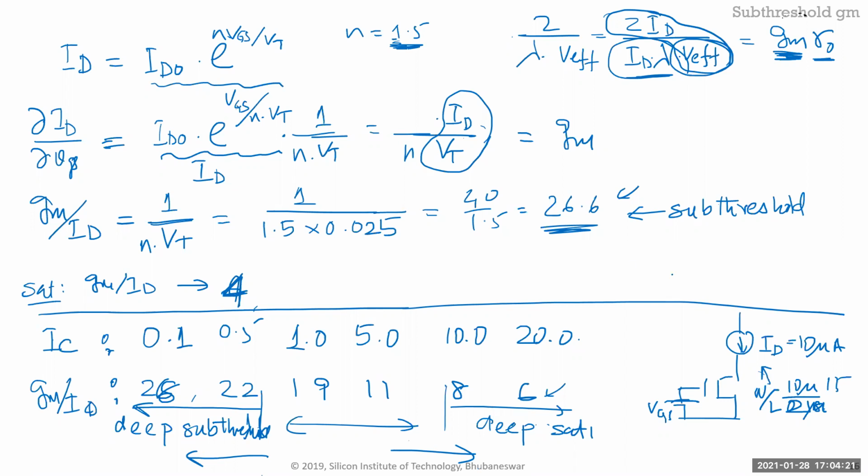But typically when you're biasing it, like a mirror or whatever it is, your currents are given based on your noise requirement or drive requirement or slew requirement. So you're just playing around with the sizes to drive it to subthreshold or saturation. Okay, makes sense?